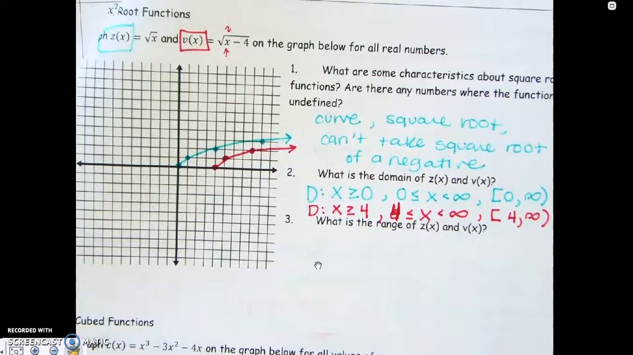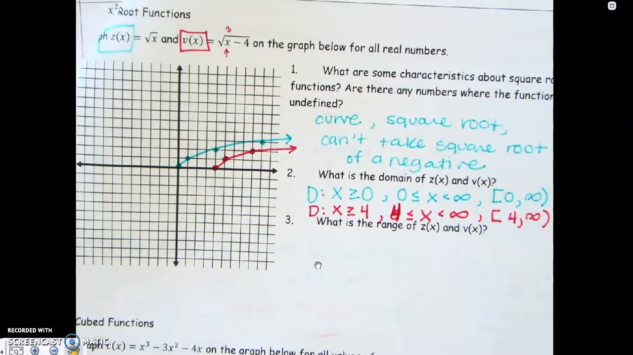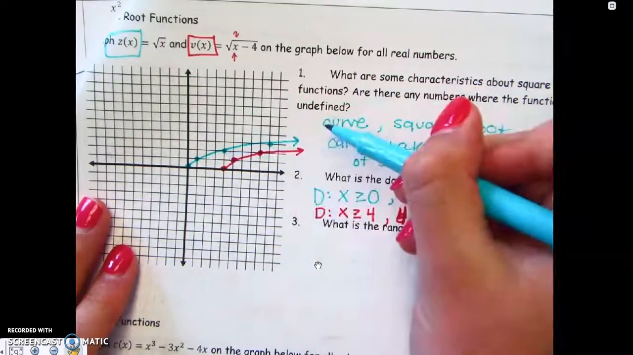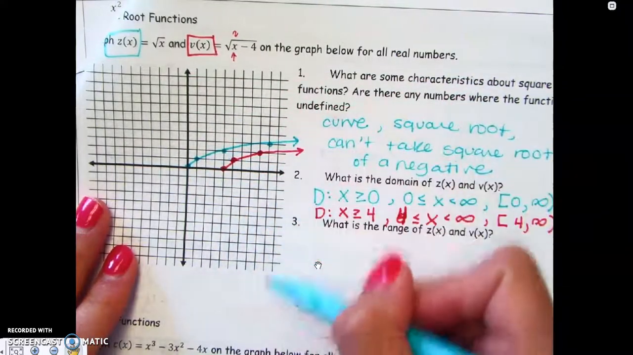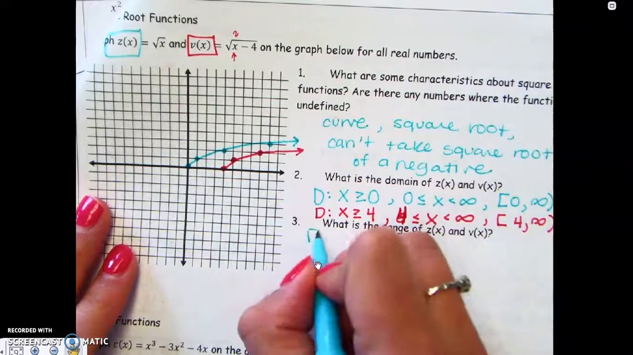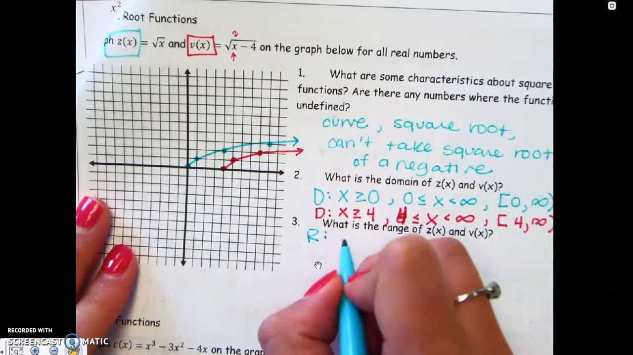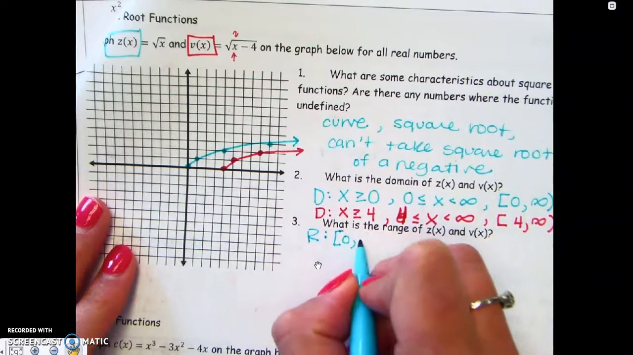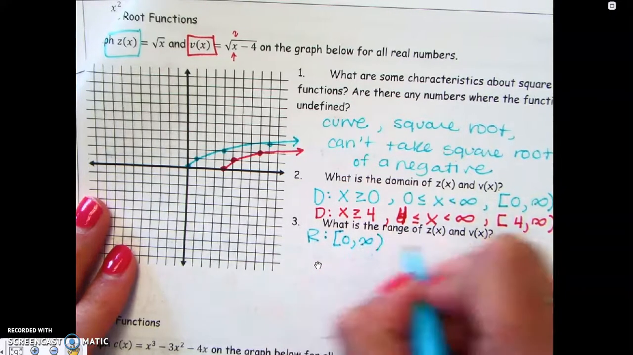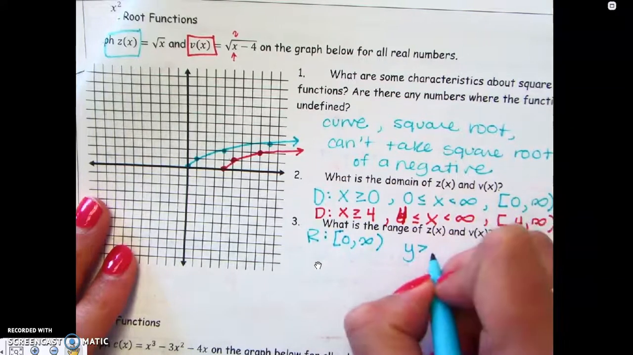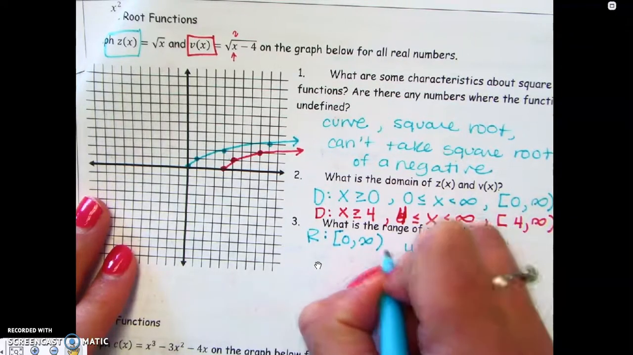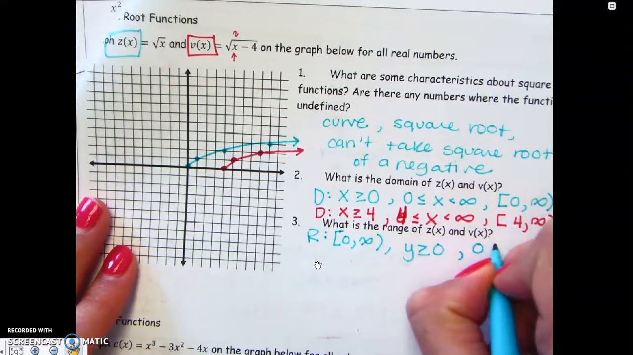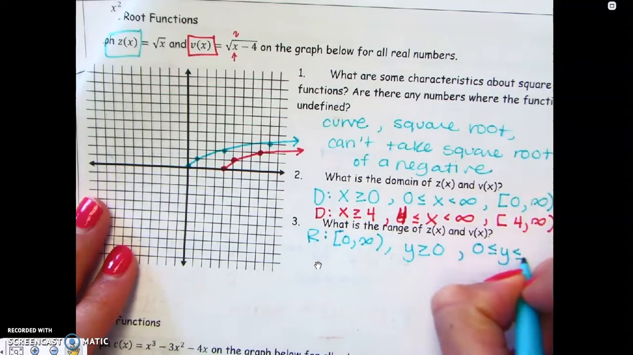Okay? And so the range, well, in this case, my range, my y, there's only positive y values for my blue. There's not any negative y values. So my range for z of x is just from 0 to infinity as well. So you could write it like this. You could say y is greater than or equal to 0, or you could say 0 to infinity.